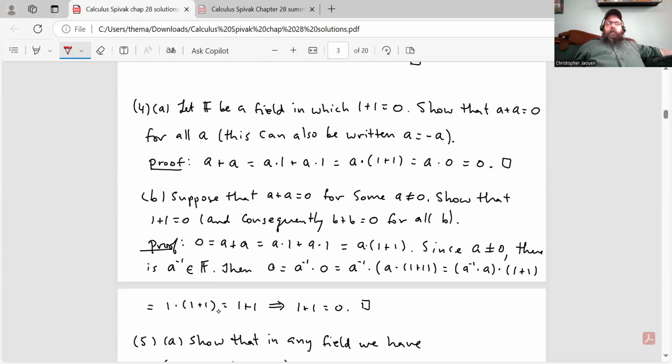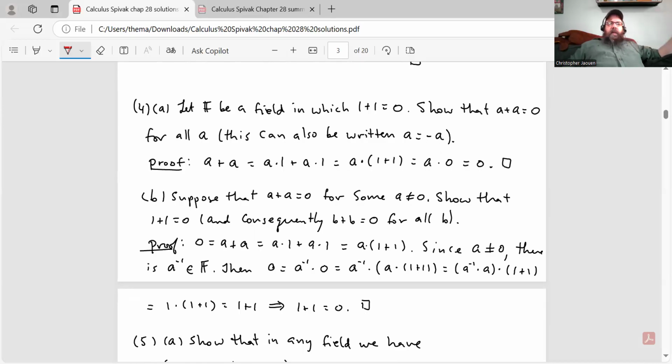Okay. Question number 4. Let me just move something out of the way. Question number 4, there are two parts to this. Part A says, let F be a field in which 1 plus 1 is 0. And we want to show that A plus A equals 0 for all A. And this can also be written as A equals minus A. There's a one-line proof for this.